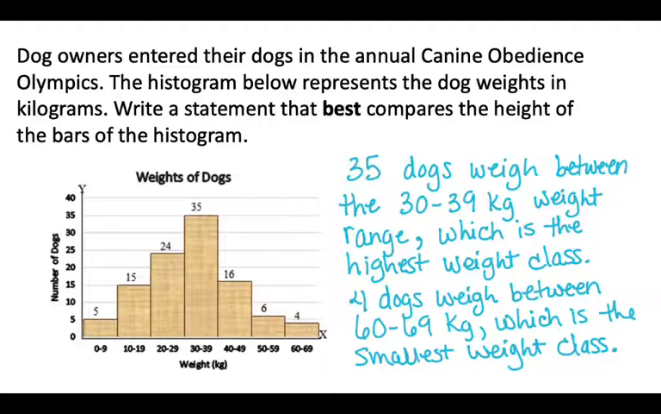So there's many ways to compare a histogram or say things that are comparable against the other. You could say that a majority of the dogs are less than 39 kilograms. You could say there's less dogs that weigh less than 9 or greater than 60 kilograms. There's lots of different ways of saying it, but the best way is just to compare the highest and the lowest, and that gives a good indicator of what the histogram looks like.